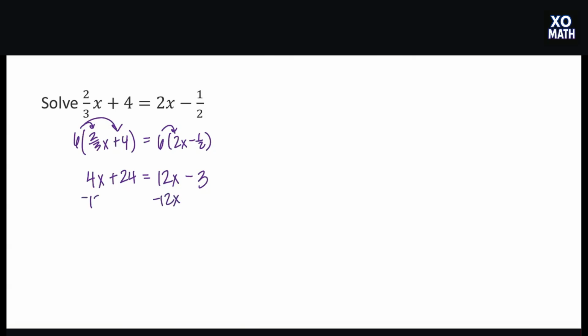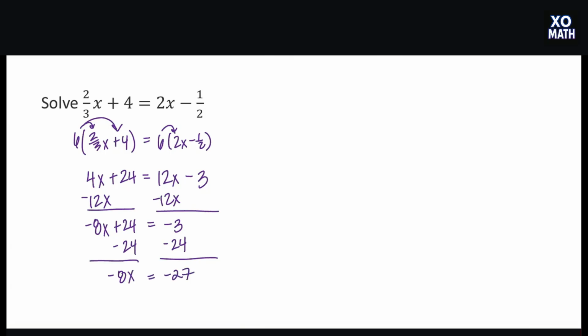So I'll subtract 12x, and I get 4x minus 12x, that's negative 8x plus 24 is equal to negative 3. Then I'll subtract 24 from each side. So I get negative 8x is equal to negative 27. So negative 3 minus 24, that's adding negative 24, so negative 27.